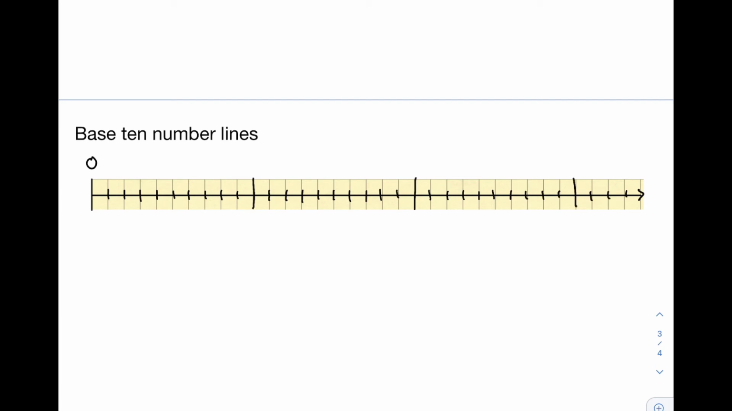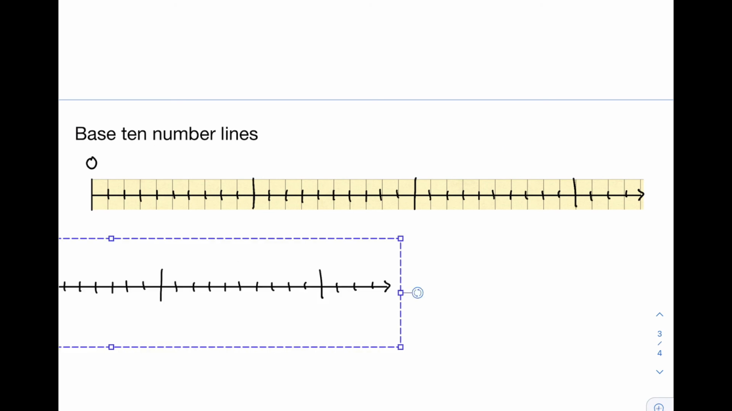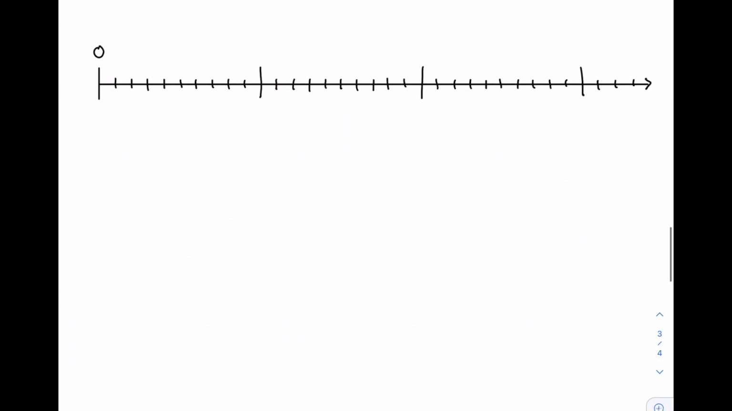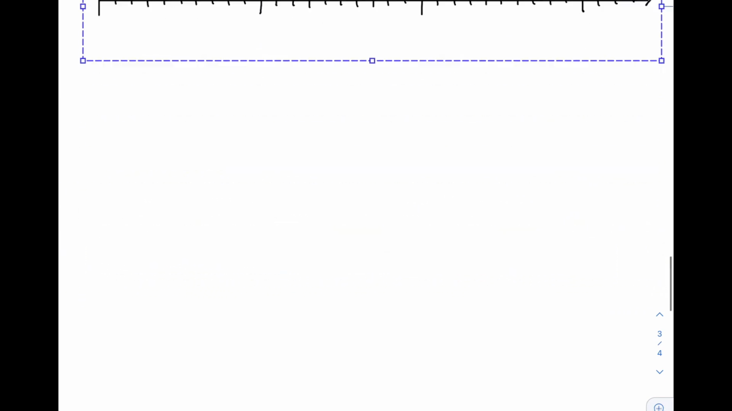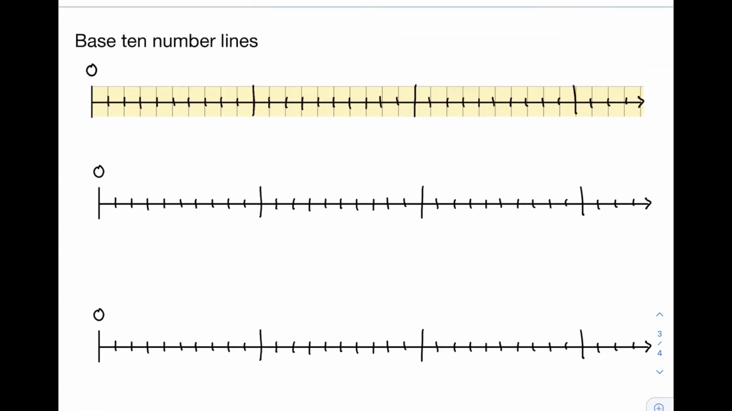On a number line, I want to try to make sure that I have equal spacing if I can. So a number line should remind you of a ruler where each space has the same value, that they don't get closer together or farther apart. So after copying this several times, let's label them in different ways, each appropriately as a base 10 number line.